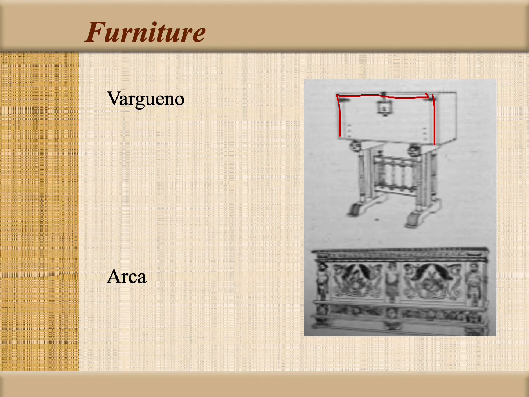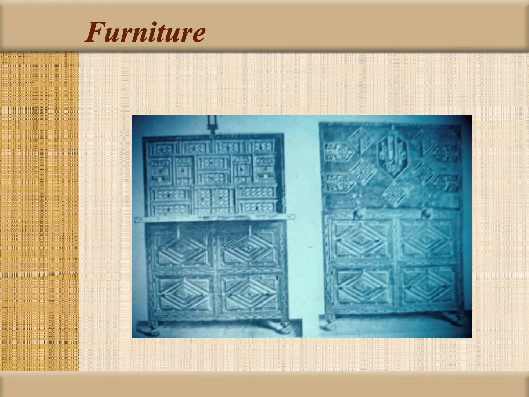Here you can see an arca. And you can also see, like I mentioned, the arca, which is basically just what they would use as a chest for storage. So here's another image of the Vargueno so that you can see how that works. You can tell that it looks almost like an armoire when it is set up, but then you just fold out that little piece and it becomes a writing desk.